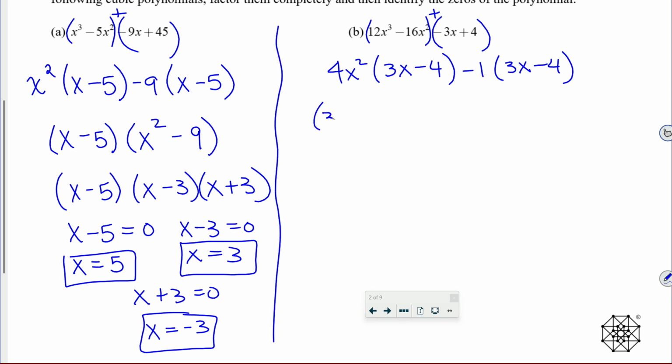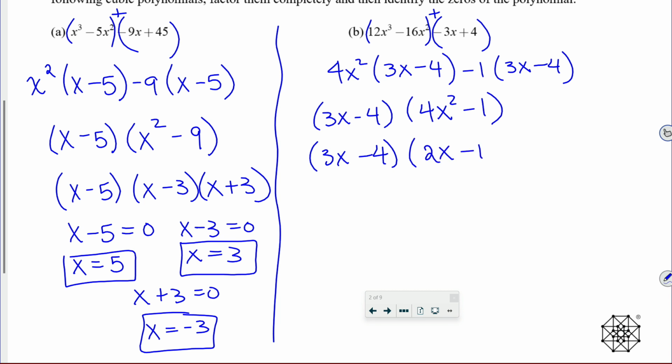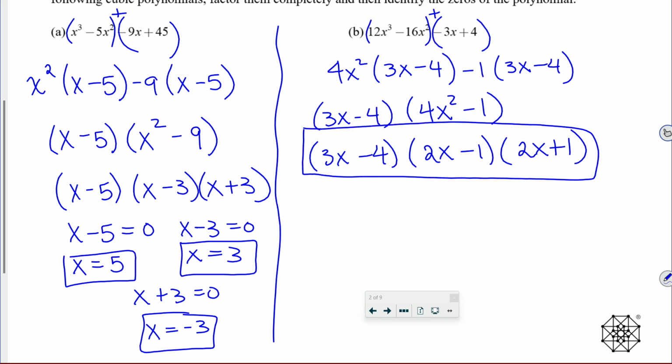Okay, now I can factor a 3x minus 4 out of both of those two larger terms. That will leave me with a 4x squared minus 1. And just like before, and this is the most common thing that you'll see happening with factoring by grouping, I can then factor this as the difference of perfect squares. So, to begin with, this is my complete factoring of that polynomial.